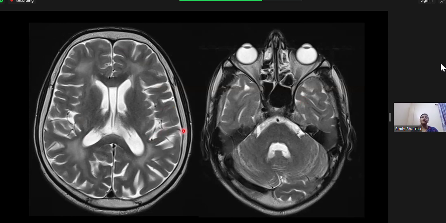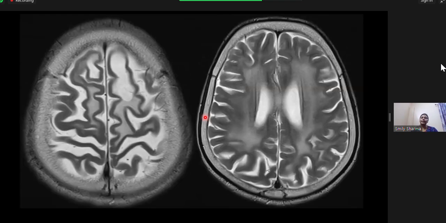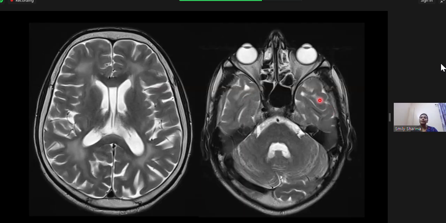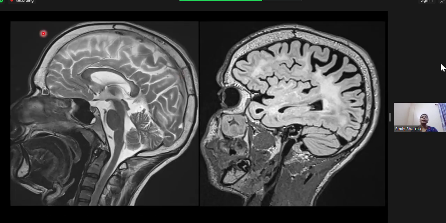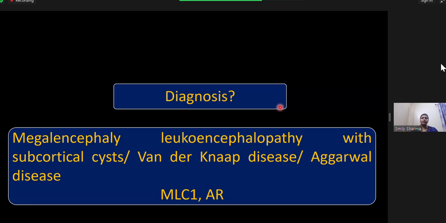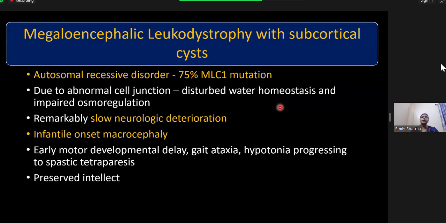So we see diffuse white matter involvement. Apart from that, we see the cysts, which, in literature also, are more commonly seen in frontal and temporal poles. So here also we encounter the cysts in the frontal regions and very small cysts in the temporal poles as well. So here we see the cystic lesions. And in this case, corpus callosum is also involved, although corpus callosum may be involved later in case of Van disease. So Van disease is an autosomal recessive disorder caused due to MLC1 mutation.